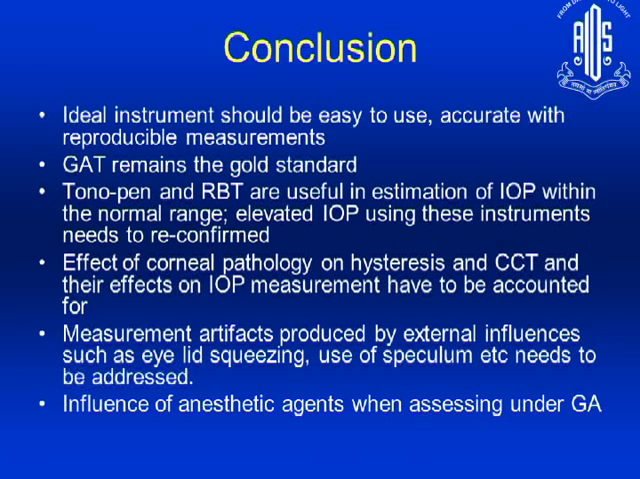The effects of corneal pathology on hysteresis and central corneal thickness and the effects on intraocular pressure measurement have to be accounted for in children as well. You also need to keep into account the measurement artifacts produced by external influences, as I had already discussed. And most important of all, keep in mind the influence of the anesthetic agents when assessing under general anesthesia.